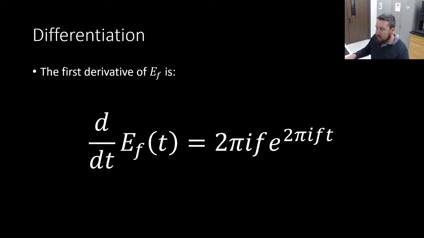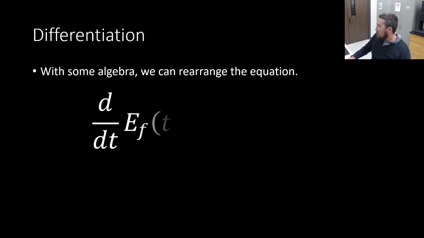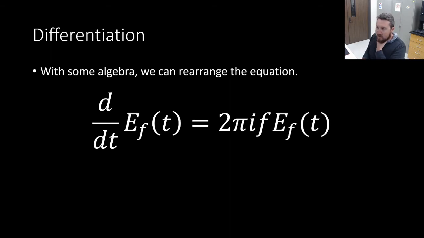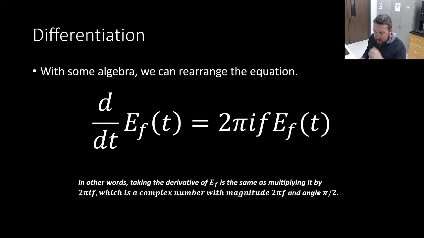Now with a little bit of algebra, we can rearrange this a little bit, because this bit here, e to the 2 pi i f t, is our original signal. So now the derivative is just equal to 2 pi i f times e_f of t. In other words, taking the derivative of e_f is the same as multiplying it by 2 pi i f, which is a complex number with magnitude 2 pi f and an angle of pi over 2. So what does that mean?